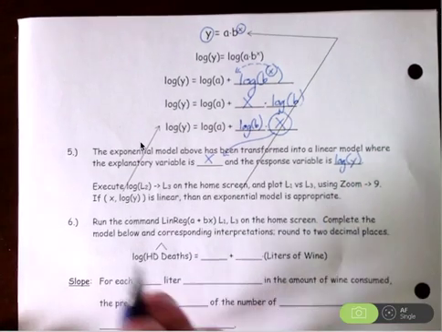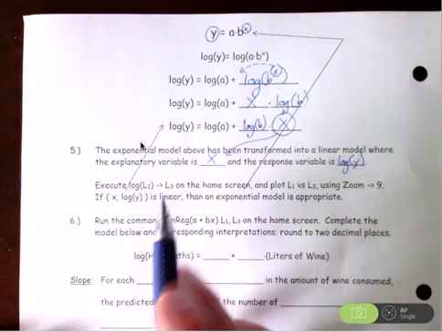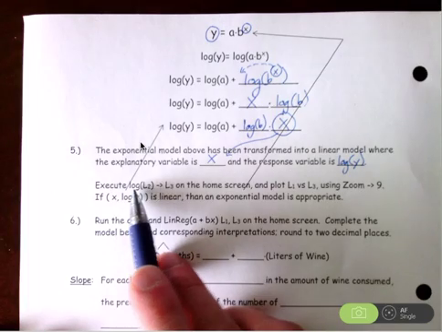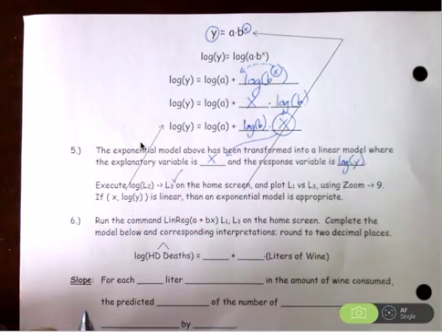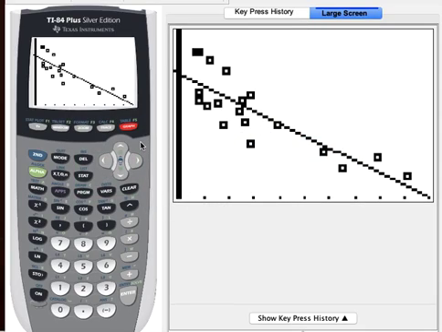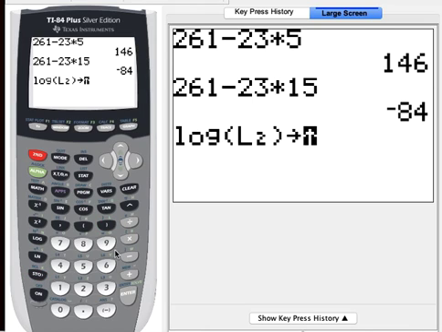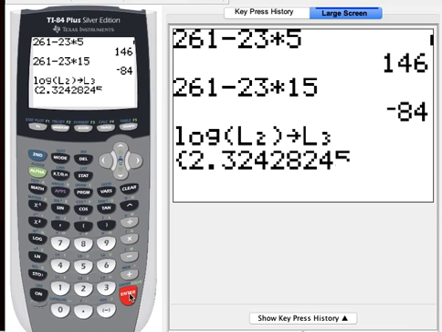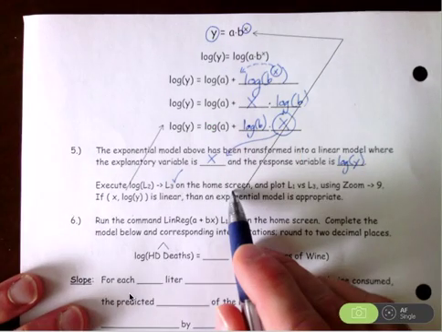So let's actually create the log of our y values. Our y values are stored in list 2. Let's take the log of list 2 and store it into list 3. Let's do that next. On the calculator, from the home screen, here's the common log button. I'm going to take the log of the response variable that's in list 2, and I'm going to store that into list 3.